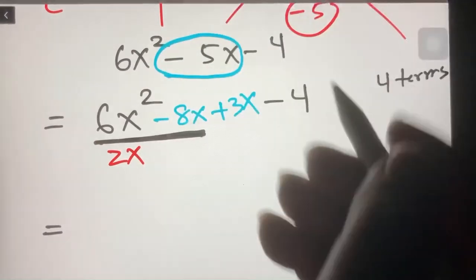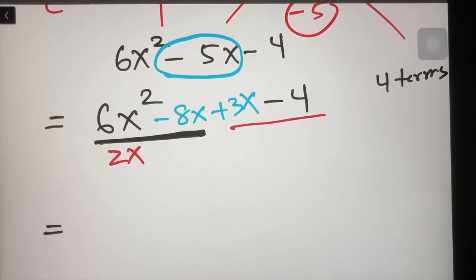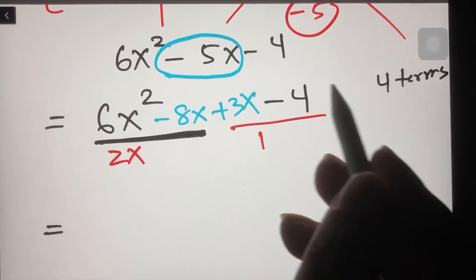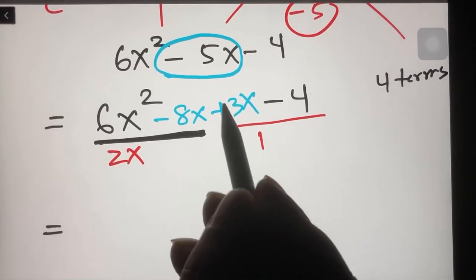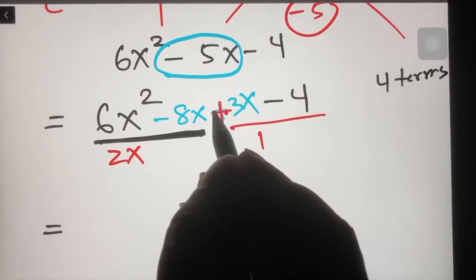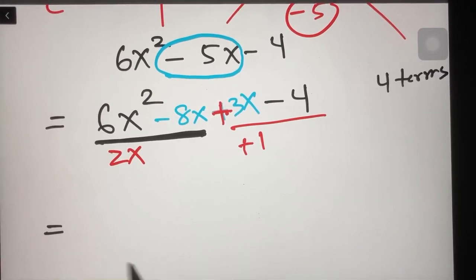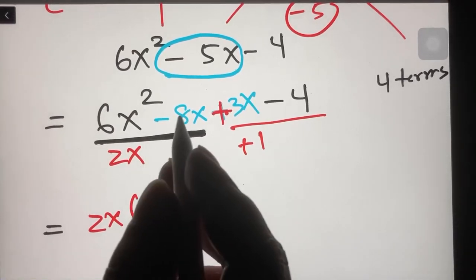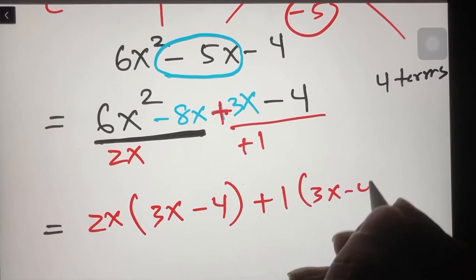Now we are going to factor, well, 3 and negative 4. So with 3 and negative 4, we can't factor anything out. 1 goes into 3 and negative 4. So we are going to factor out just 1. Can we factor out x? No, we don't have any x term here, so we are not going to factor out x. We are only going to factor out 1, okay? Since this sign is positive, this 1 should also be positive, okay? So this sign matters. All right, we're almost there, so we're going to factor out 2x. That's going to give us 3x minus 4 plus 1 times 3x minus 4, all right?